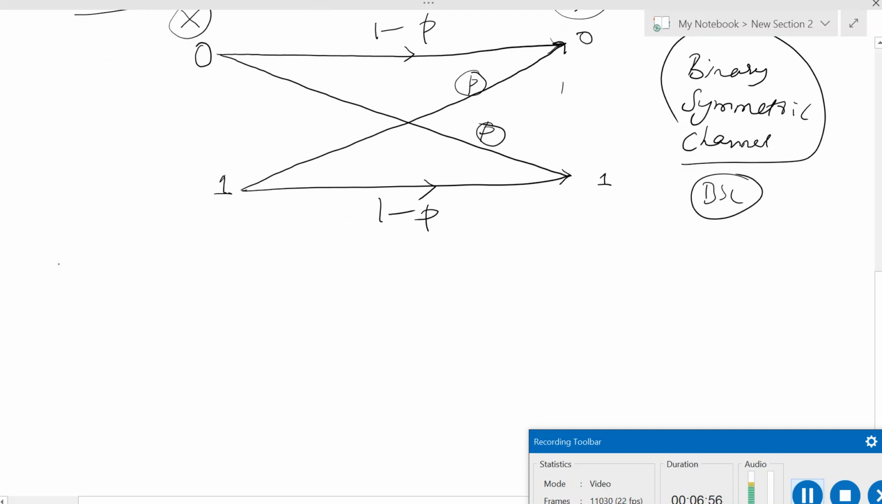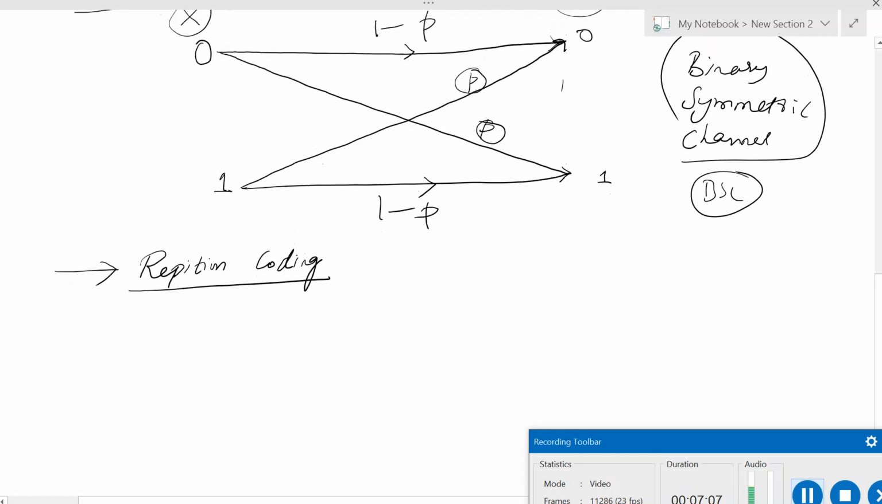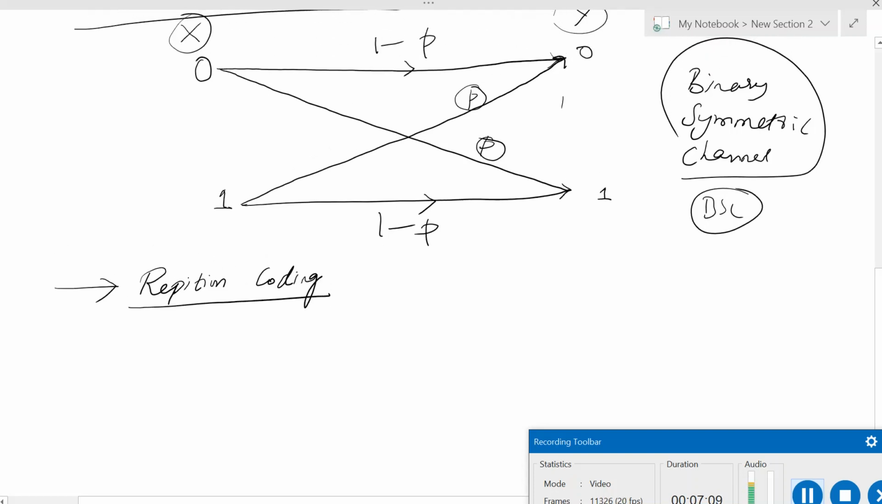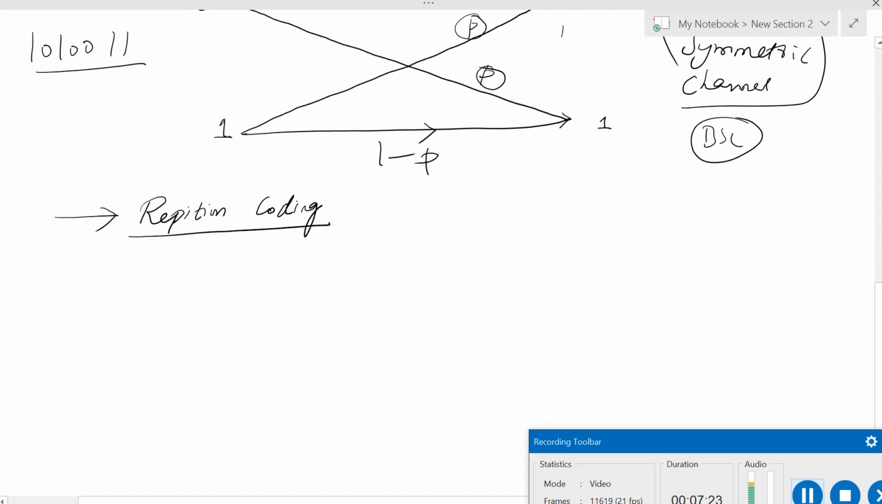One of the possible ways is something called repetition coding. If you transmit your binary sequence, suppose this is your message bits, if 1 changes to 0 or 0 changes to 1, it is lost permanently. You cannot recover it. We want to protect it. So what does repetition encoding do?